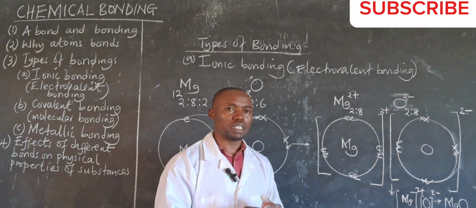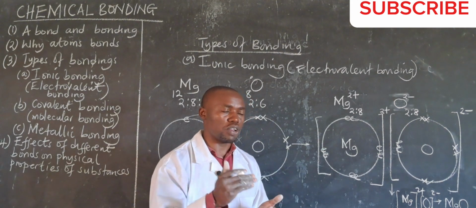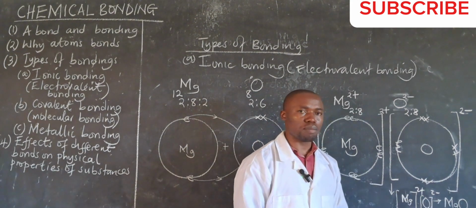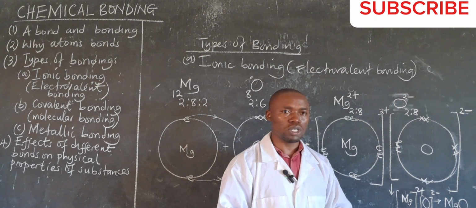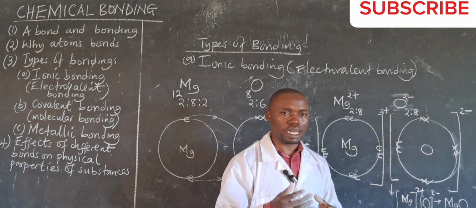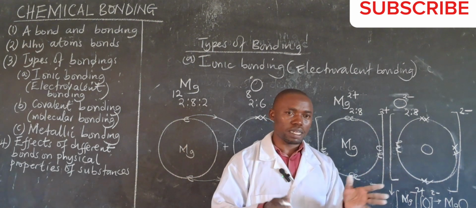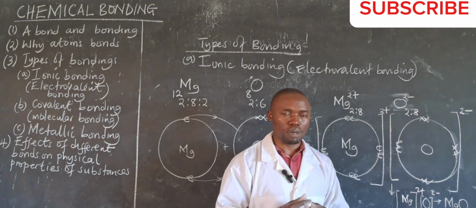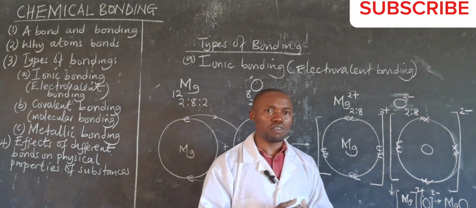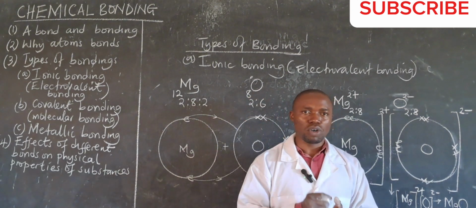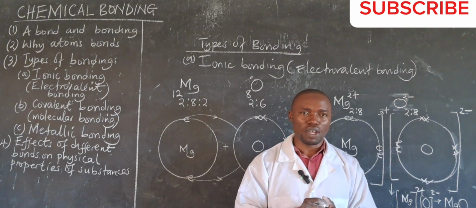So ionic bonding results in the formation of what we call ionic compounds. Magnesium oxide is an ionic compound. Sodium chloride is an ionic compound. Just combine metal and nonmetal, you form ionic compounds. Ionic compounds have different characteristics. Number 1, characteristics of ionic compounds.